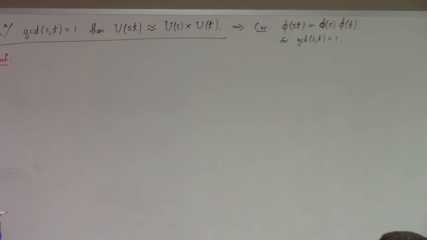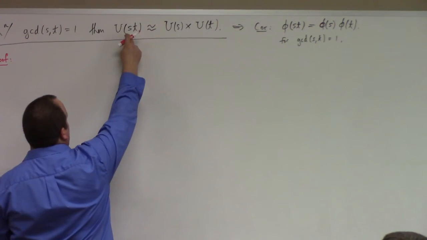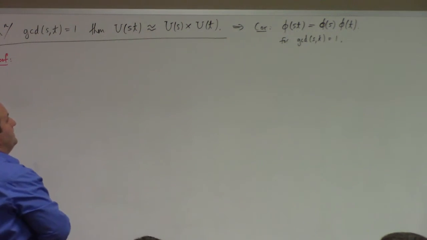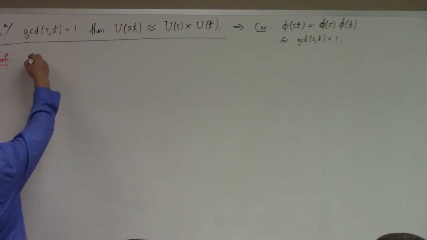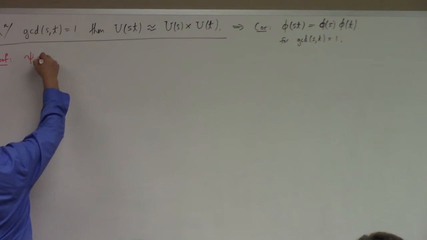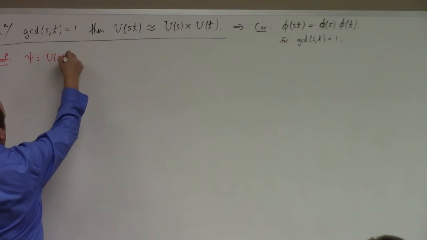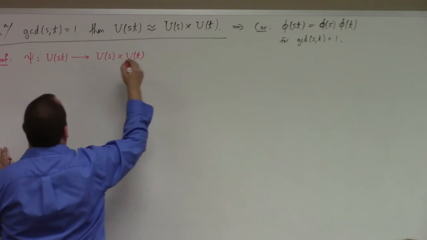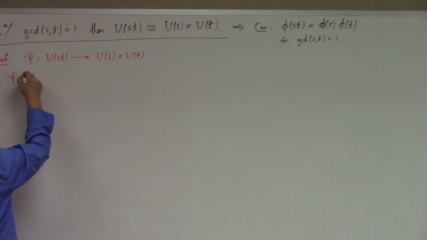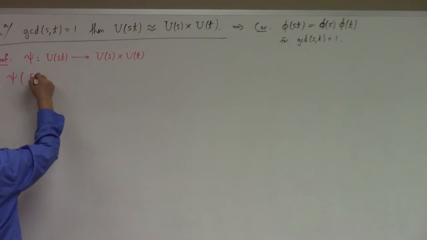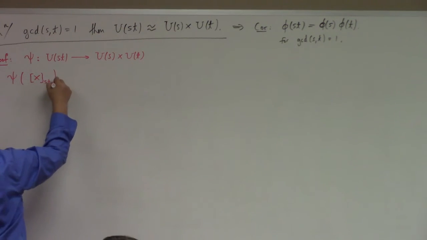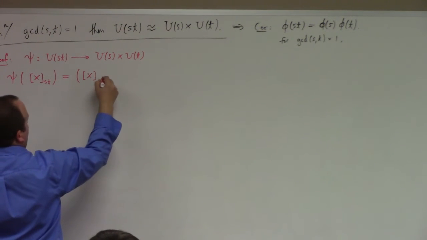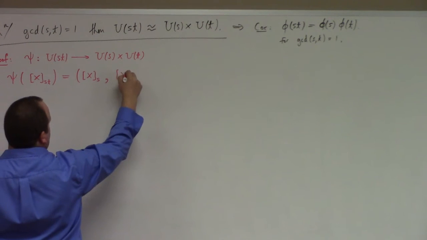Oh, okay. So we're trying to show that this, which is the group of units, so we have n equals st here. All right. So anyway, we're going to propose an isomorphism psi from U of st to U of s cross U of t. How are we going to do it? The way it's going to work is we're going to say psi of the equivalence class x mod st is going to be equal to the 2-tuple, the equivalence class of x mod s, comma, the equivalence class of x mod t.